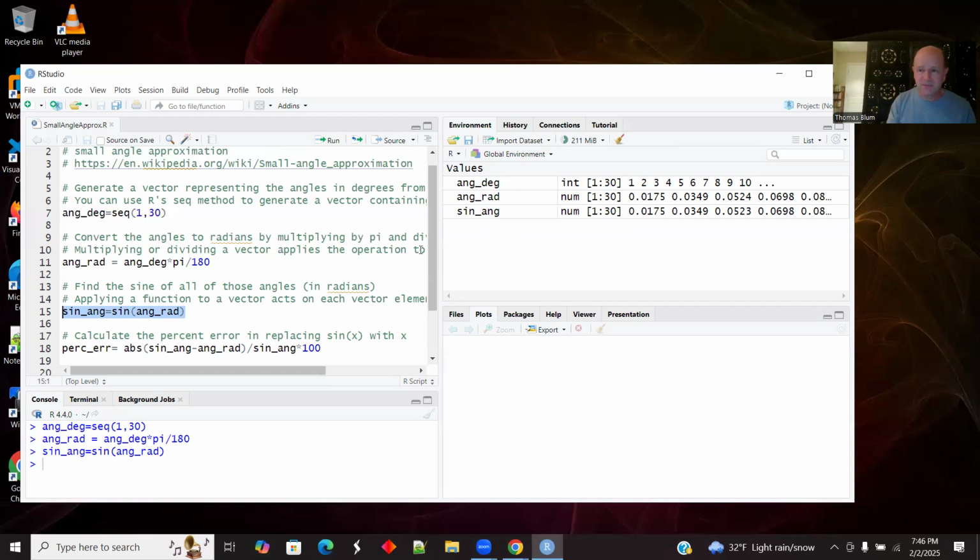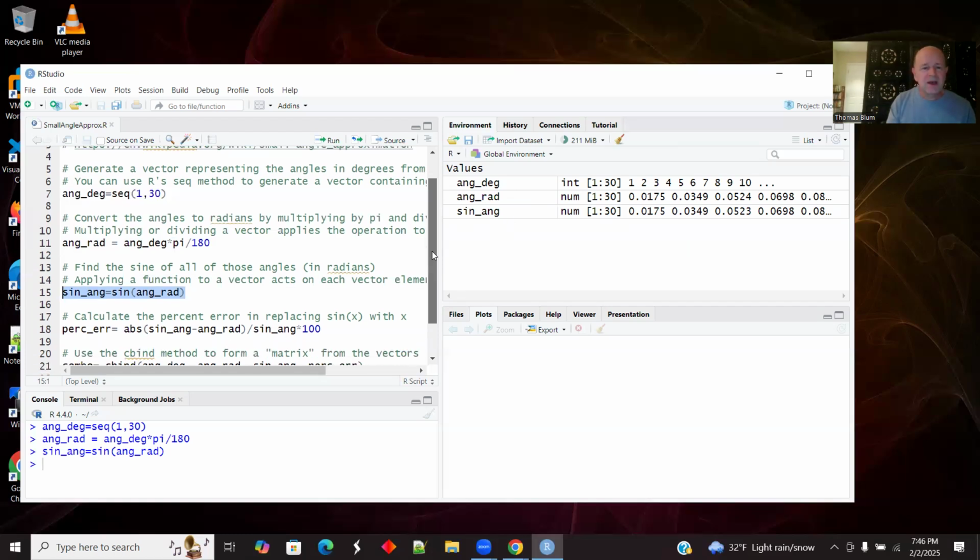Okay. Now I'd like to figure out the percent error. So I'm imagining that I have something where the sine of an angle X came up, but my life will be easier if I can just replace the sine of X with X, and I want to know how good that is. So I'm going to calculate percent error.